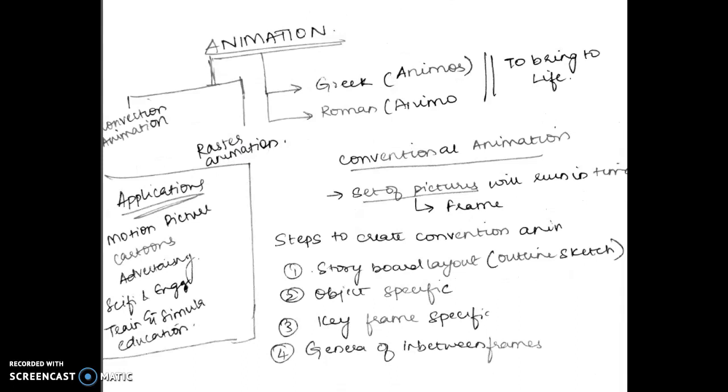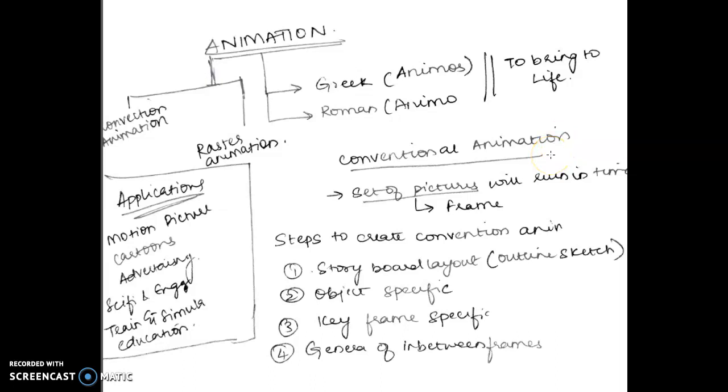Actually, we know what animation is. We have seen many pictures, movies, animation movies. This word animation has come from Greek and Roman origins, named animos or animo. The meaning of animos and animo in Greek and Roman is to bring to life. So if we bring a picture to life, that is known as animation. And animation is of 2 types. One is conventional animation, another is raster scan animation. And animation has many applications such as motion picture, cartoons, advertisement, scientific and engineering application, training and simulation, and education. So let us look into conventional animation first.